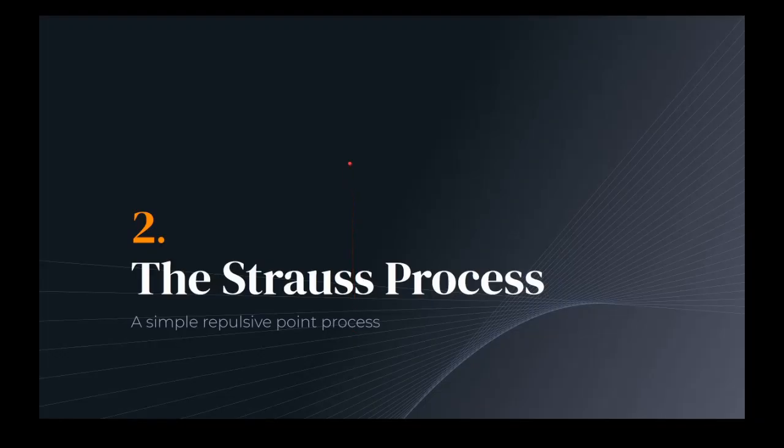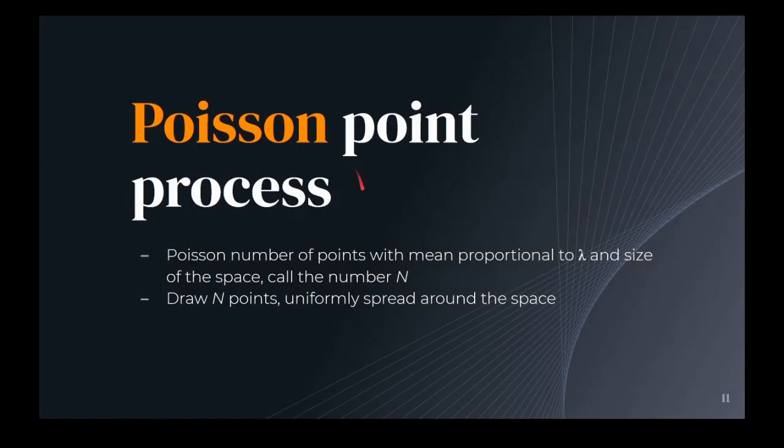Now, the example that I'm going to talk about today is called the Strauss process. It's a simple repulsive point process. It's a process that has a density with respect to a basic Poisson point process. In a Poisson point process, you have a Poisson number of points that are proportional to the intensity parameter lambda and the size of the space. We draw that Poisson number of points and then uniformly spread them around the space.